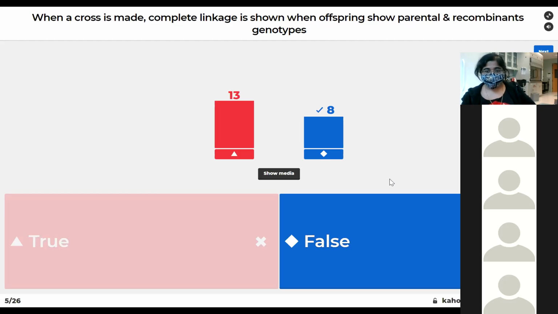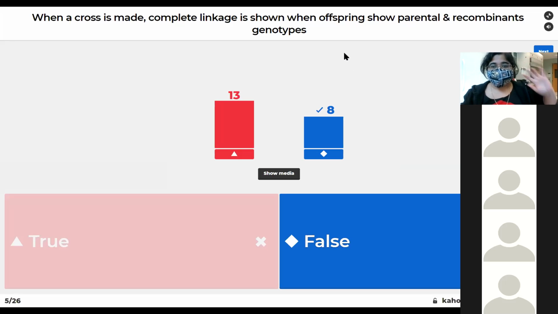Can you say that again? So when it says complete linkage is shown, you only see the parental groups, right? So you don't see recombinants at that point. Does that make sense? Yeah, because they're so close together that there's not enough room to actually cross over and make recombinants, right?